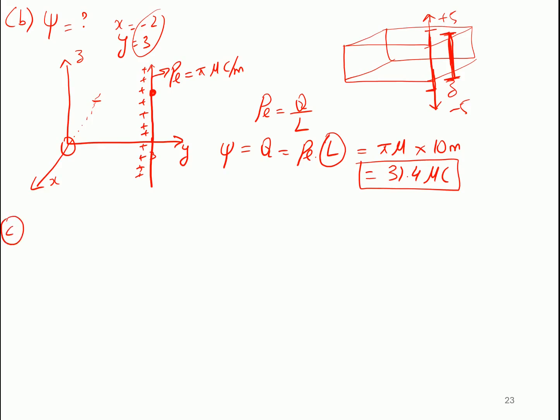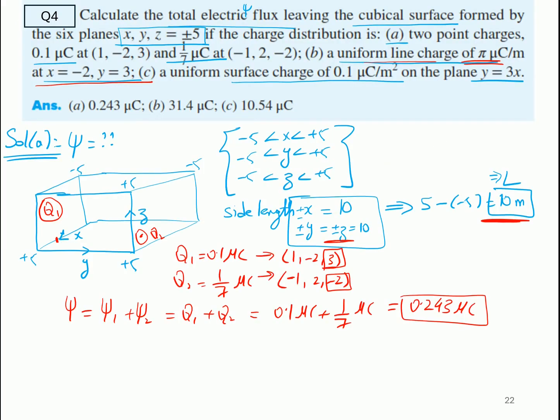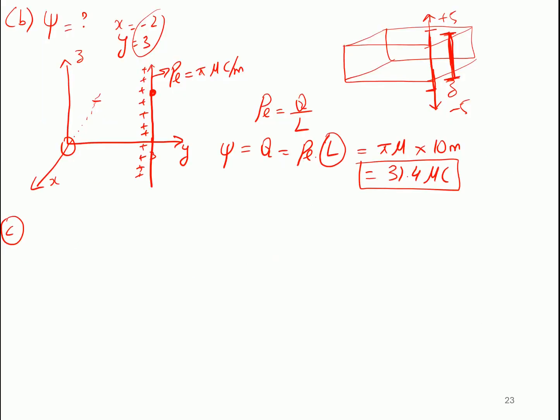Now let us look at the third part. The third part says we have a uniform surface charge sheet of 0.1 microcoulomb on the plane y equals 3x. So we have the surface charge distribution value of 0.1 microcoulomb per meter square for the third part, and the sheet is at the y equals 3x plane. This means the z-axis is going to be placed on this, or y equals 0 plane.